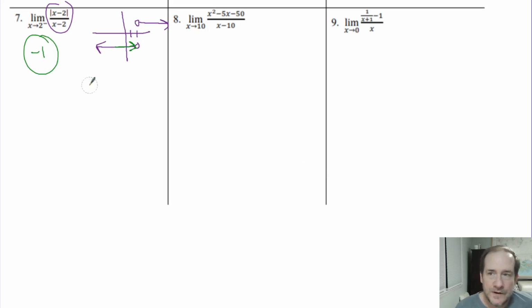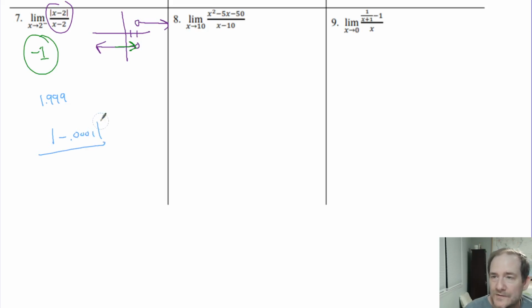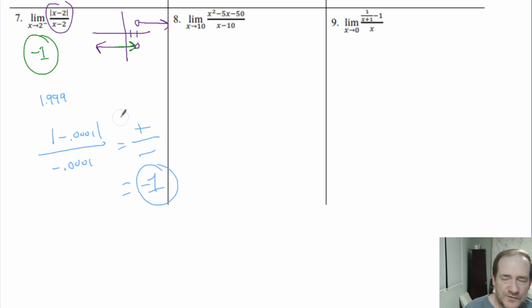And that's the answer. The other thing you could do, like what the answer key shows, is a numerical approach where they basically just plugged in 1.999 to see what happens. Plugging in 1.999 gives the absolute value of negative 0.0001 all over negative 0.001, which again would be positive that number divided by negative that same number, which of course is negative 1. So a numerical approach here is pretty valid.